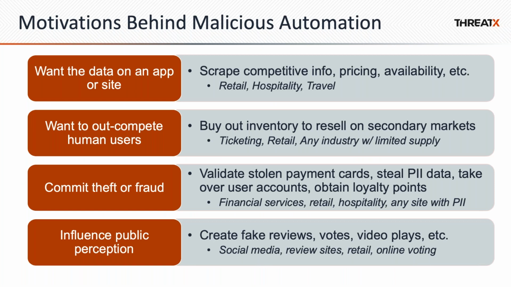So what are the motivations behind these attacks? So again, this is not incredibly surprising, but the app data or the site data is one of the big targets. So whether that's competitive scraping information, we see this quite a bit if it's pricing or availability. This is one of the reasons that a lot of online merchants won't show you the price of something until you're actually in the shopping cart ready to check out.